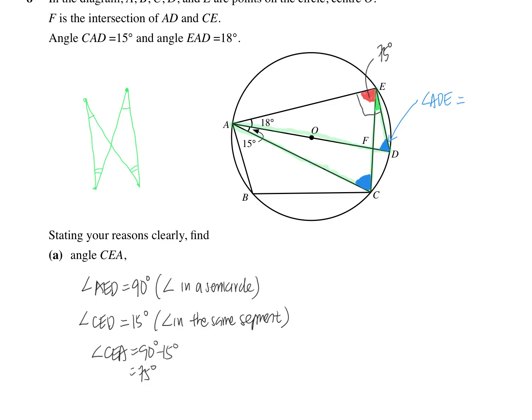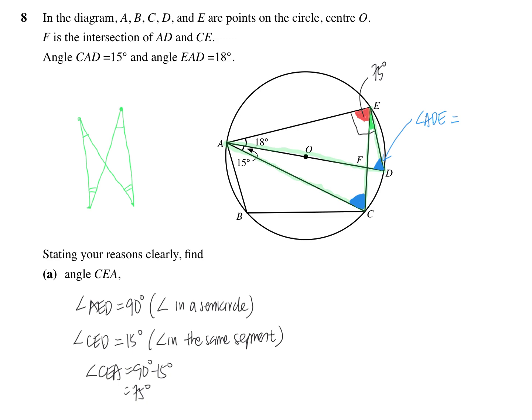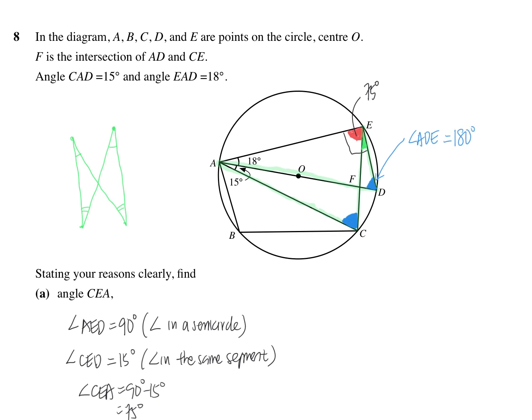Can find? How? 180 minus 90 minus 18. Sum of angles in a triangle. Good. So 180, take away the 90, take away the 18. So it's 62. No, 72. So sum of angles in a triangle. If the question says state your reasons clearly, then you have to tell me every step what is the reason. If the question doesn't say, you don't write, it's okay.